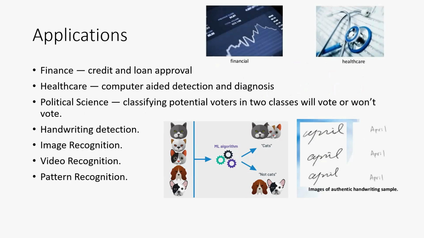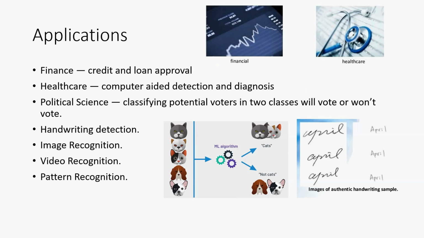There are a variety of applications available for the KNN classifier. One application is in the financial sector. Based on the user data given to the model, and once the model is trained, it can classify whether the user can get a credit amount or not, or whether the loan can be approved for the customer or not. In healthcare, we mainly have computer aided detection and diagnosis.